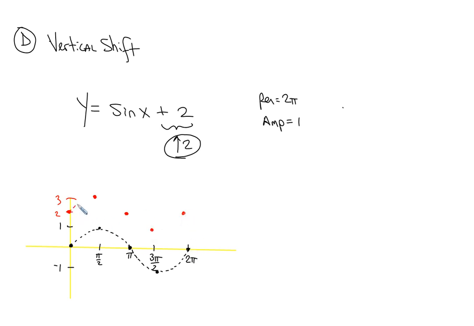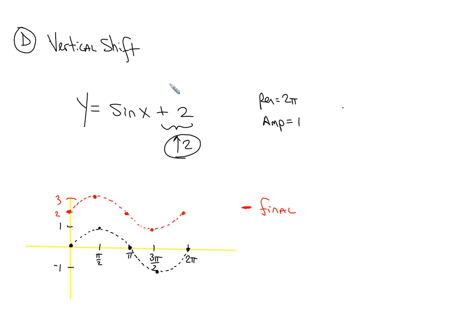And now this is my final graph. And you need to indicate to me, in this case, that the red one is the final one. Again, I'm only graphing one period. That's sufficient. It shows me that you know how this works. If you can draw one, you should be able to draw as many as you need to. So this is your vertical shift.